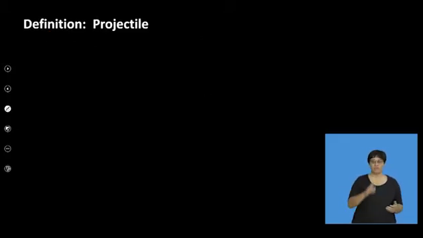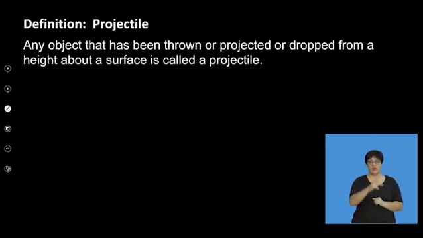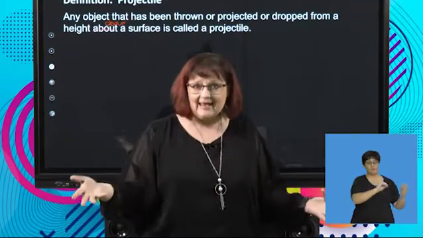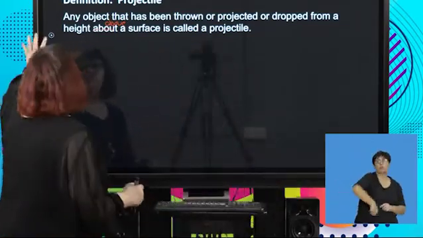So let's remind ourselves of the important definitions. The first one is, what is a projectile? Well, it's any object that has been thrown or projected or dropped from a height above a surface, and it is called a projectile. I know this definition feels funny because a projectile, you think of something being thrown, but basically anything that's moving in the air is called a projectile. Whether it got dropped, whether it got thrown, it doesn't matter. It's just got to be moving through the air.